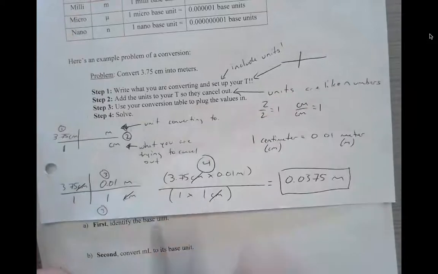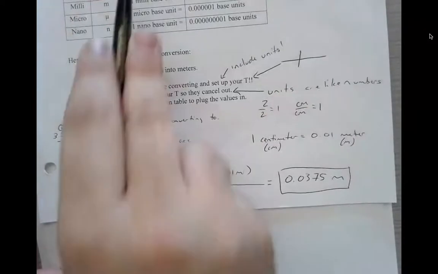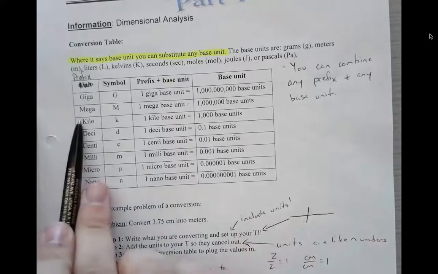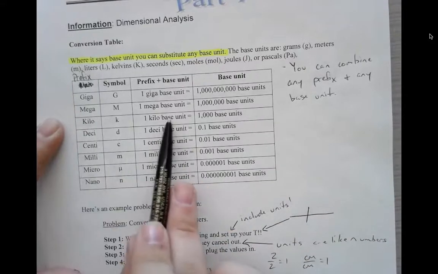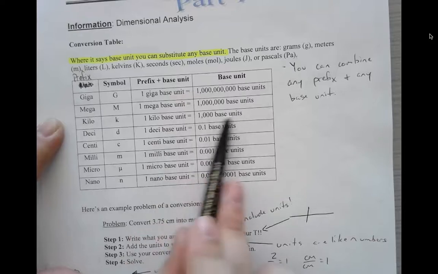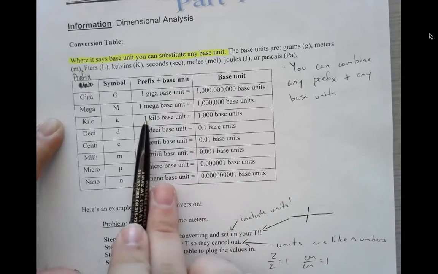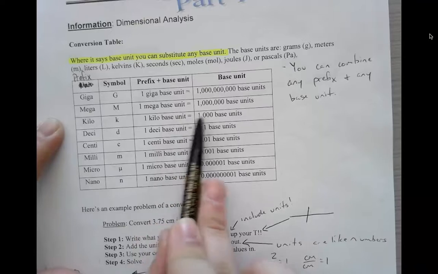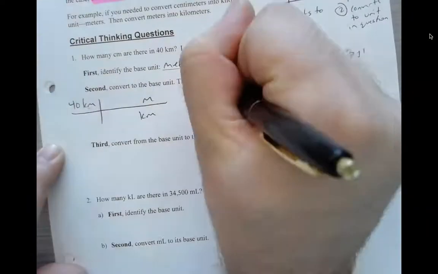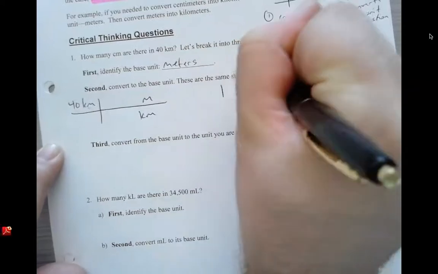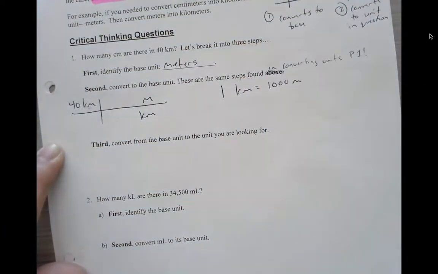Then we go to step 3. Step 3, we use our conversion table up here to find our conversion factor. So we know that we're using kilometers, so we look at the kilo row. Where it says base unit, we can substitute in meters. So if we read this across, it says 1 kilometer equals 1,000 meters. So we can just write that over here.